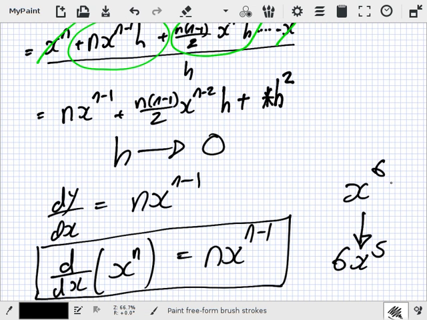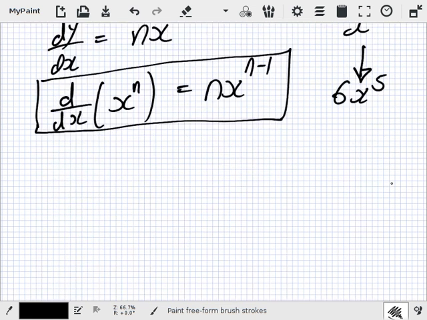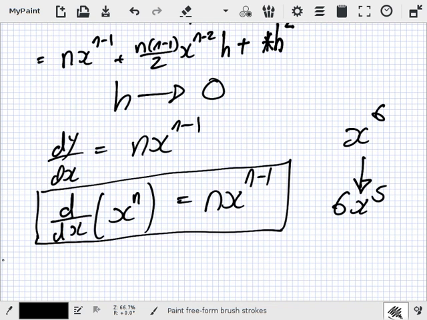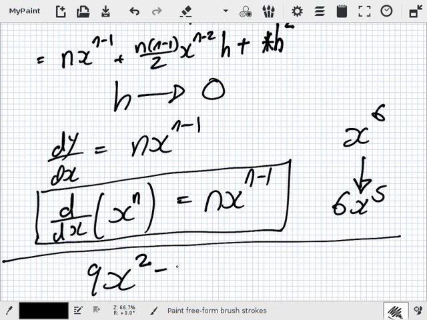9x squared. Can we write it down? 9x squared. One sec. Do you have this? What was it? 9x squared minus 3x plus 4. That was the y, was it? Can I scroll down to it? Yes. I'm not seeing anyone say no.